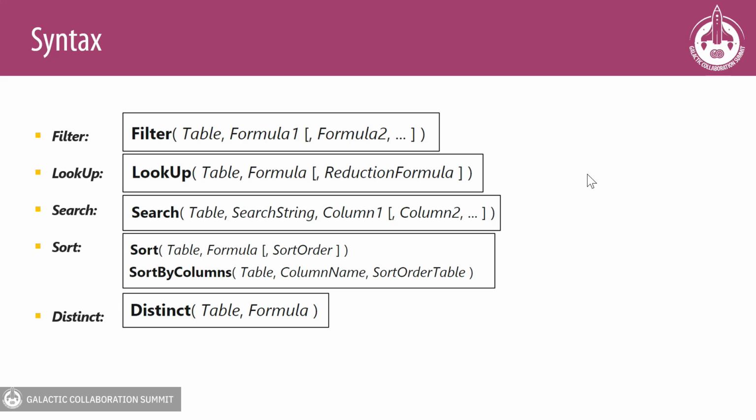Now remember that the tables that you're using with those functions could be of any type of source or data source. It could be a SharePoint list, it could be a collection, or it could be a filtration result, meaning that you could use a combination of those functions together.